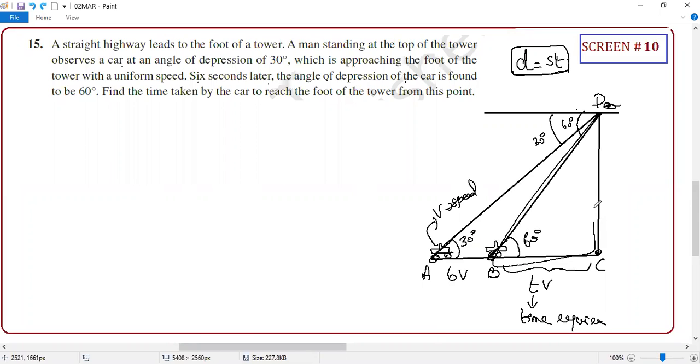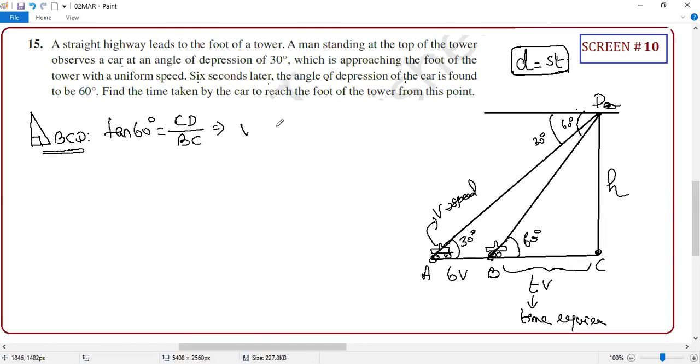Let us say this is a tower. I'll make the height of the tower H. Okay, so now the 45 degree, I'm taking all the triangles. First, I'm taking BCD. Listen carefully, student. So tan 60 degree: opposite is CD and adjacent is BC, so CD upon BC. Tan 60 is what? √3. CD is H. BC is TV. Anyone having doubt?